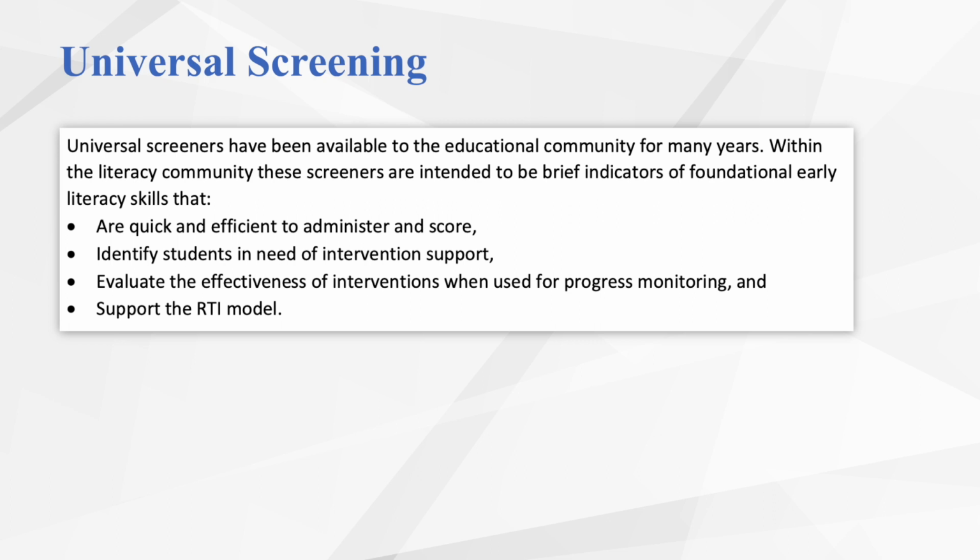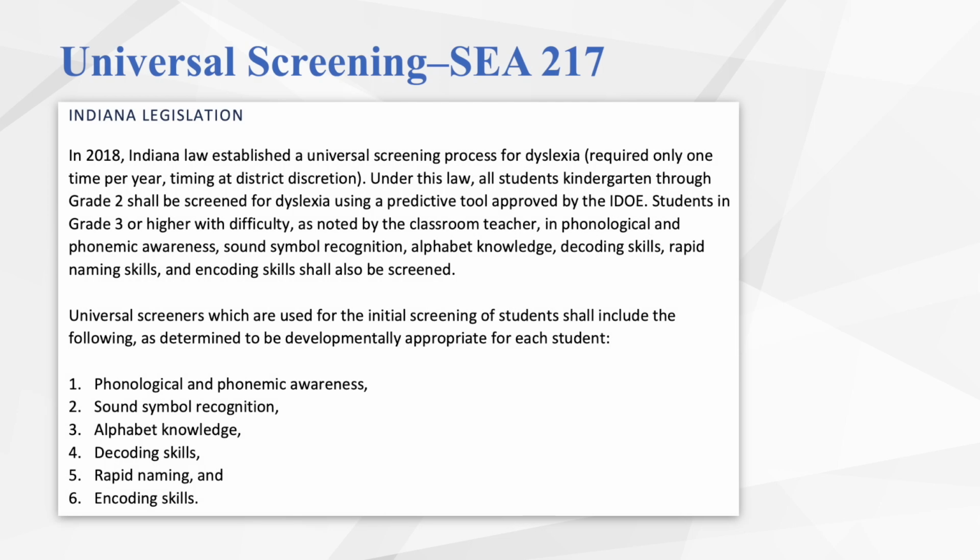The assessment is quick and easy to administer, and it's intended to identify those students who are at risk. Because the purpose of a universal screener is to be able to support students in getting effective interventions, you'll hear us reference the RTI model that is used as a reference tool in the dyslexia guidance document released from the Indiana Department of Education. Senate-enrolled Act 217 is designed to make sure that schools identify students who are showing red flags of possibly having dyslexia characteristics.